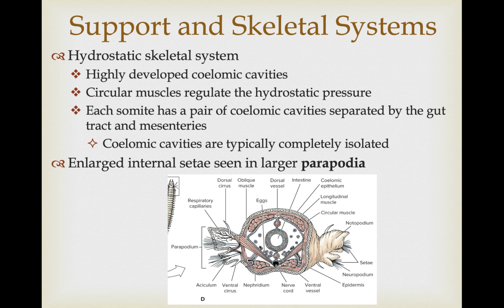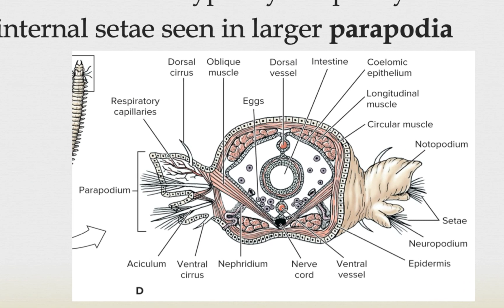Annelid worms don't have a rigid skeleton. Their skeletal support is controlled by hydrostatic pressure that is primarily related to the pressure in the well-developed coelomic cavities. Remember, these are eucoelomates. So the amount of fluid in these cavities helps to regulate the pressure, but also this can be regulated by the circular muscles that are surrounding this coelomic cavity.